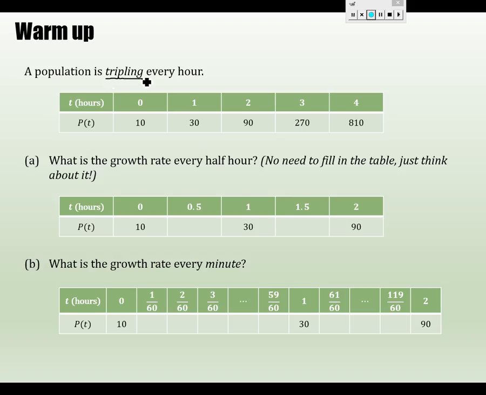I'm just telling you, if you haven't already observed it, that we're tripling every hour. And you can see that in the table. As we increase t by 1, P of t, or the population, is tripling. I think that's pretty clear. And so the deeper question comes, and here it is, what's the growth rate every half hour? And I tried to model this actually after our first task, that first day of exponential growth. I'm asking you to kind of fill in the gaps. What would you have to do to get this value, this halfway point?